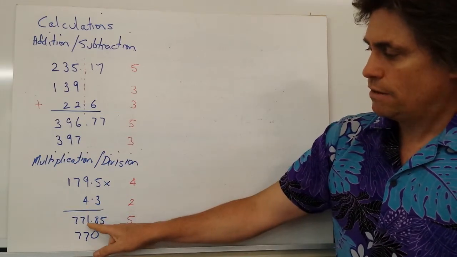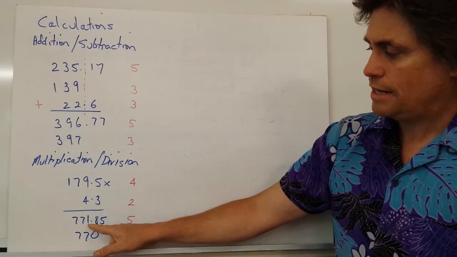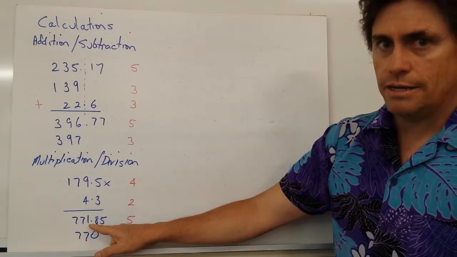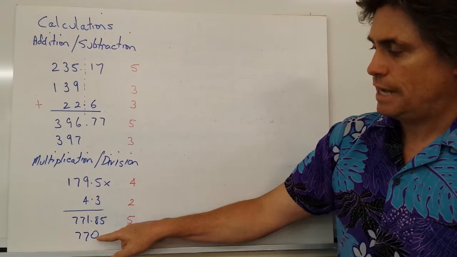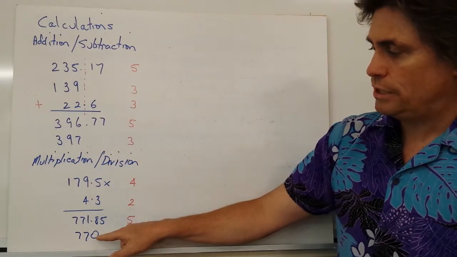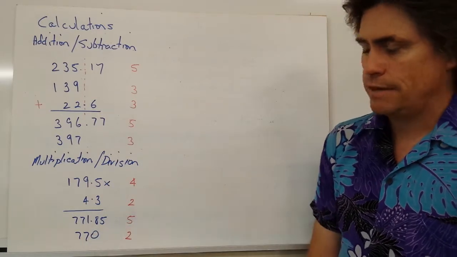So we look at our third digit. It's a 1, and we round it down because it's less than 5. So to 2 significant figures, we get the number 770.